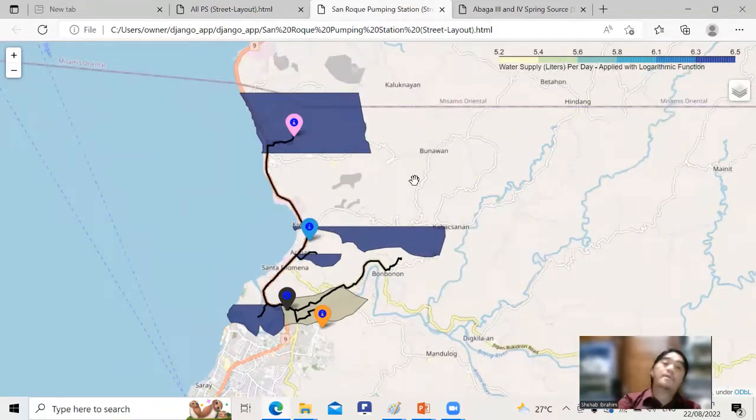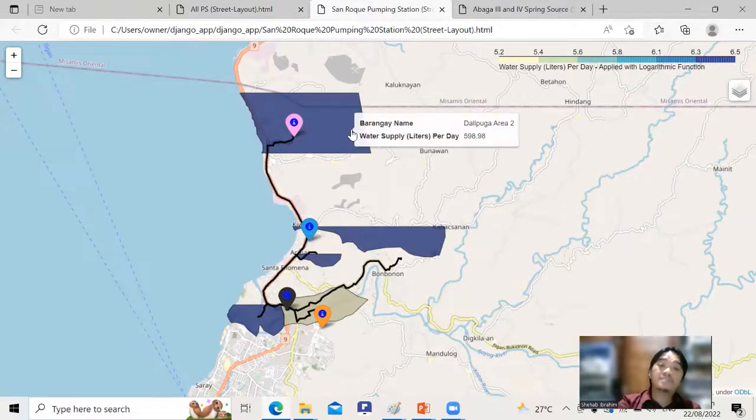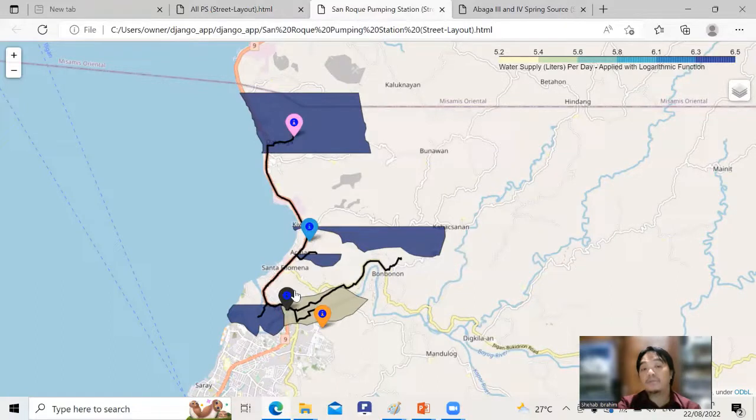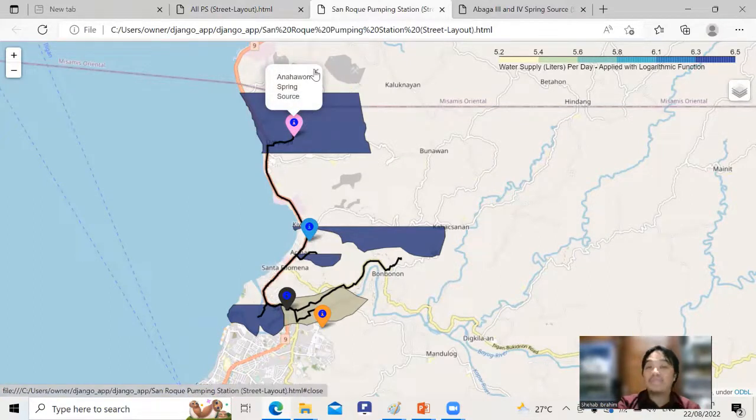Area 3. Now, the most glaring, or the first question you probably have in mind right now, is why is there a barangay that is connected to San Roque, but is much closer to another pumping station, such as Dalipuga Area 2. This Dalipuga Area 2 is connected to this station, but there's actually a pumping station very close to Dalipuga.